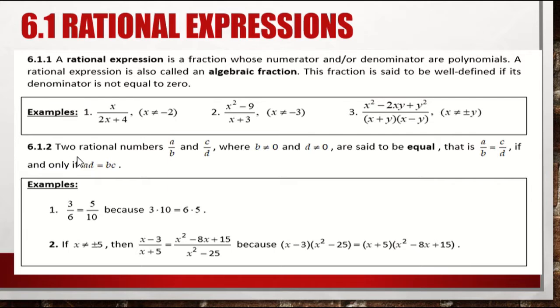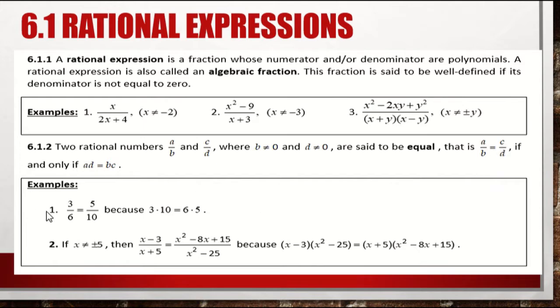Okay, the two rational numbers, a over b and c over d, where b is not equal to 0 and d is not equal to 0, are said to be equal. That is, a over b is equal to c over d if and only if a times d is equal to b times c. So, mao ni atong giingon nga cross multiply. Equal sila. So, a times d equal to b times c.